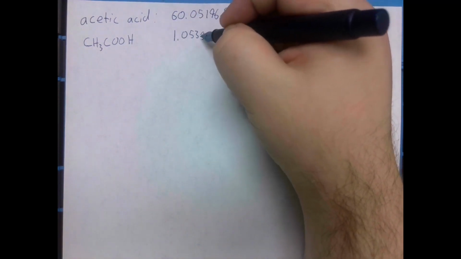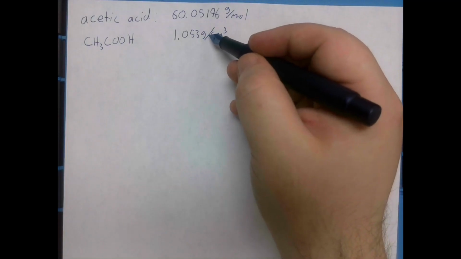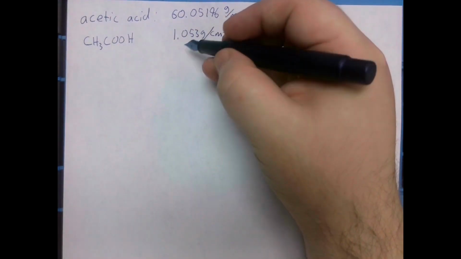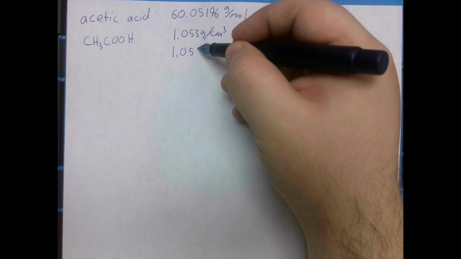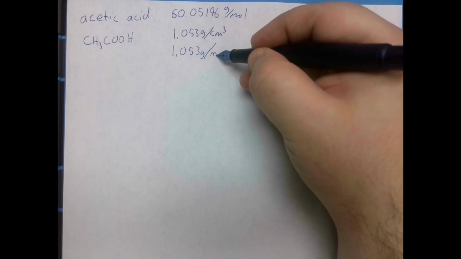Looking up some other information on it, 1.053 grams per cubic centimeter. What is this value? And what does this whole number represent? What is grams a unit of? Mass, not weight. And what's cubic centimeter? Volume. So what's mass per volume? Density. What's another unit for cubic centimeters? Milliliters.